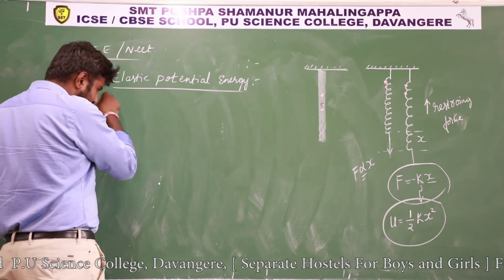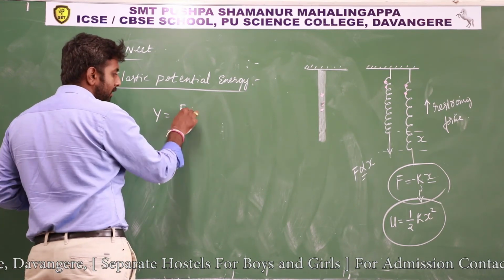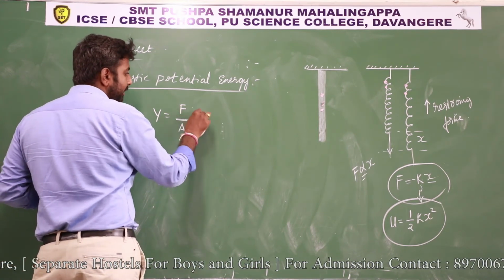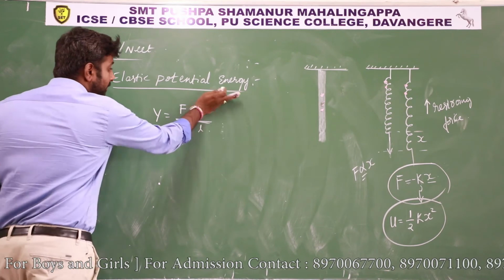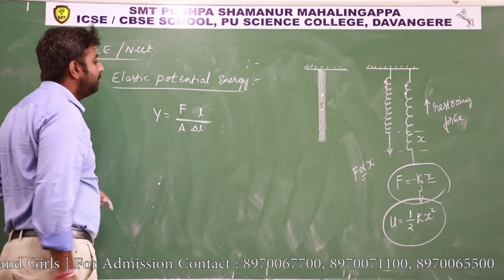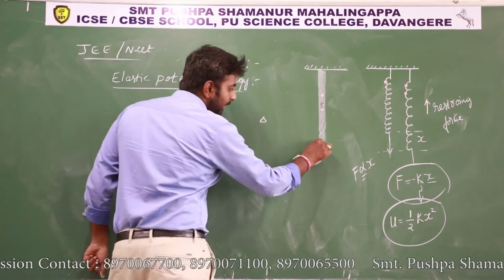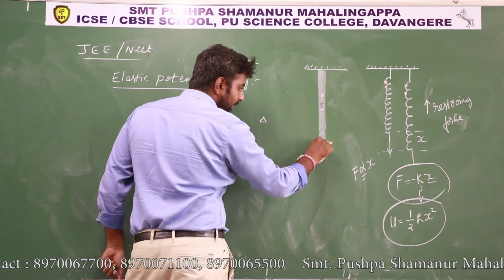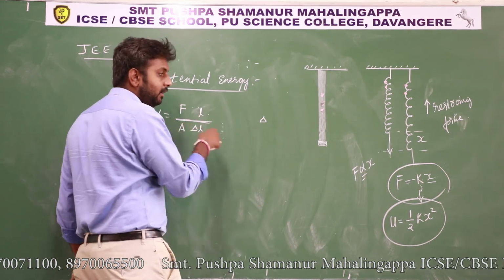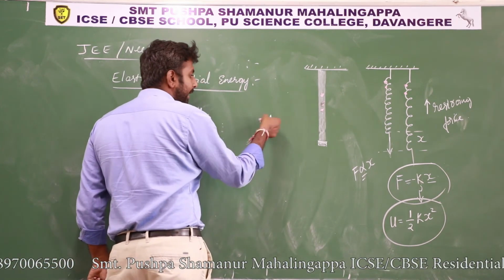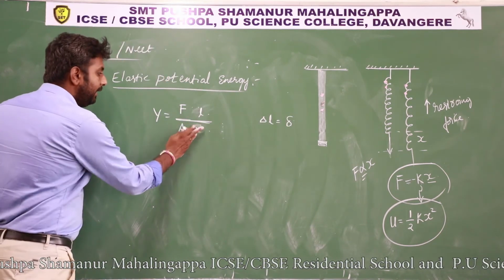We know that Y equals F by A, divided by delta L by L. This is the formula we have for Young's modulus, F by A, L by delta L. Delta L means if the atomic distance is increased, the length also increases. The change in length is delta L. This delta L, in this example, I will consider as del. Okay, the delta L I will replace by del.